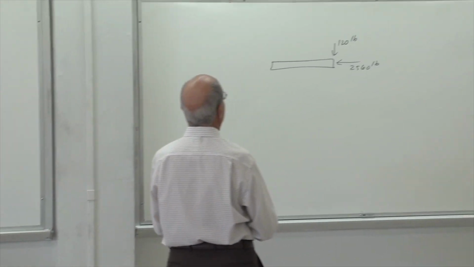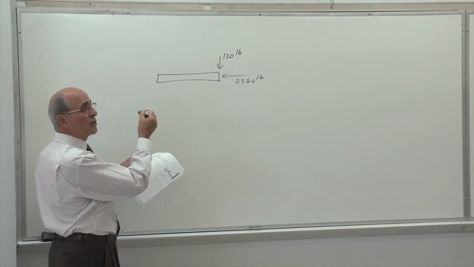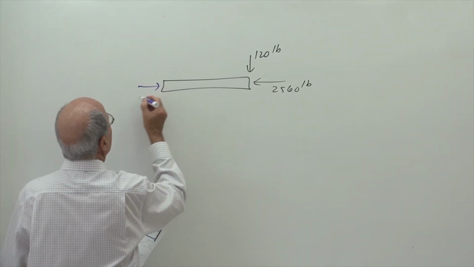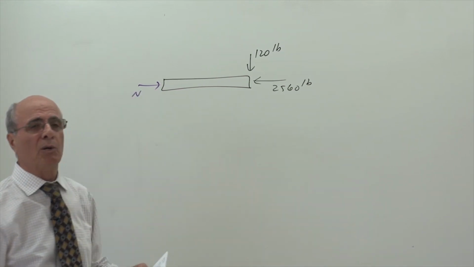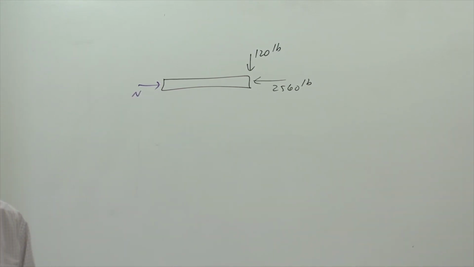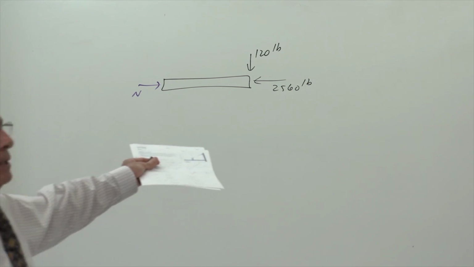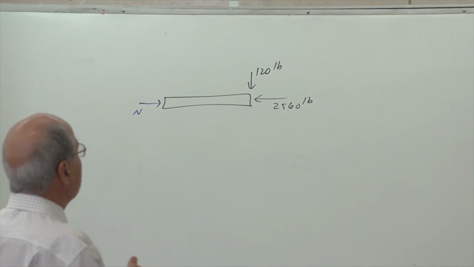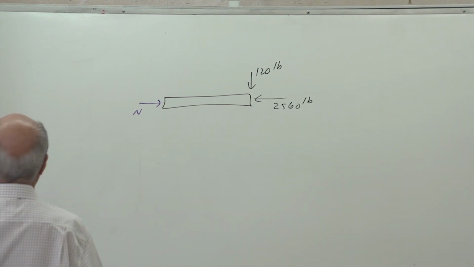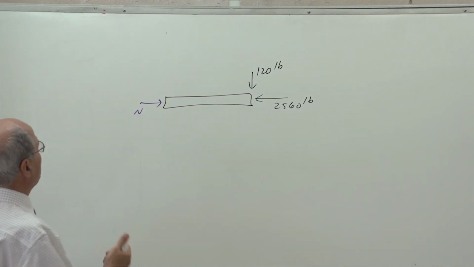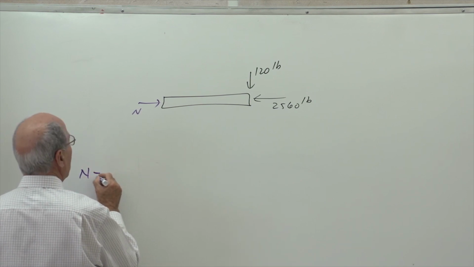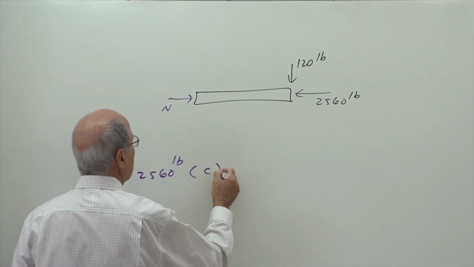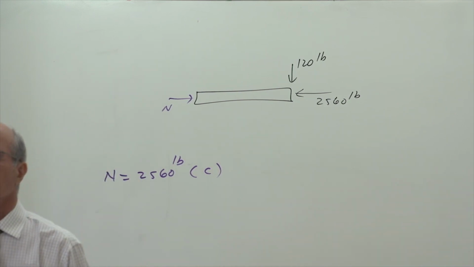Now, what should I have here? Of course, this is so simple that you don't have to use equilibrium or anything. So I have to have an N here. That's my normal force, normal to the cross section. N equal to how much? It's so simple, you don't even have to do it by inspection. For the left-hand side, you have to use equilibrium again. Here, it's so simple. Of course, N becomes equal to 2,565. But is it in tension or compression? It is in compression mode.